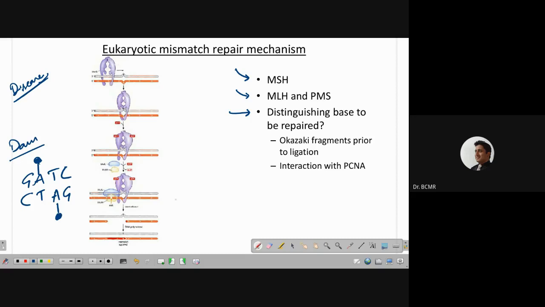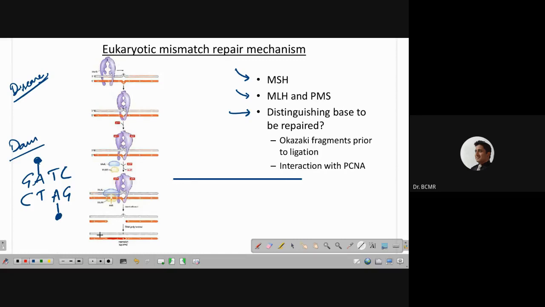Instead, they would always prefer something like this. If we have a parent strand, the newly synthesized strands are of two types. One is the leading strand, which is continuously synthesized. The other one is the lagging strand. The lagging strand is discontinuously synthesized in Okazaki fragments.